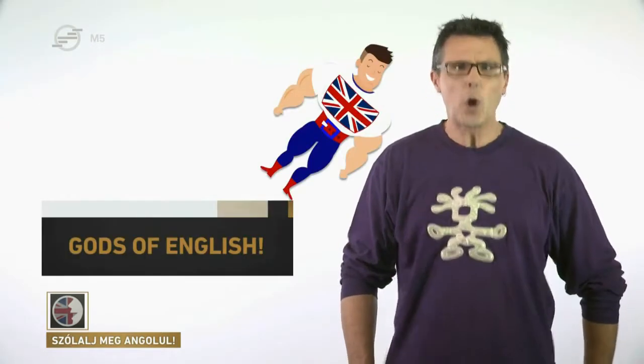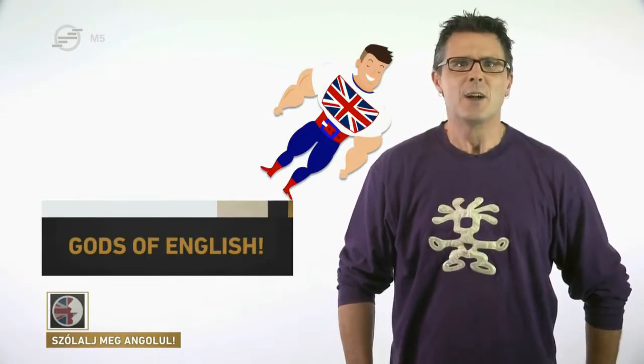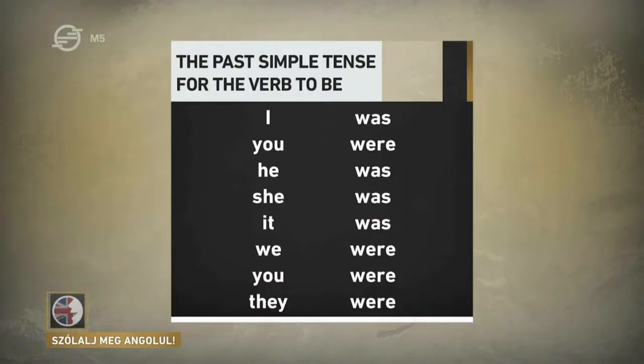Let's go for it. Gods of English, unite. Okay, what's the full form for the past simple tense of the verb to be? Ladies and gentlemen, boys and girls, cats and dogs, pigs, rabbits and fish. Here, for the benefit of your English language learning skills, is the past simple tense for the verb to be. I was, you were, he was, she was, it was, we were, you were, they were.